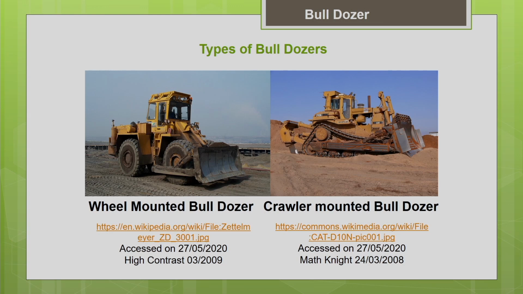Now let us look at the different types of bulldozers based upon the mounting. There are two possible mountings. One is the wheel mounted bulldozer, and the other one is the crawler. Crawler is nothing but track mounted. You can see the chain type of track. Now let us compare the merits and demerits of both cases.